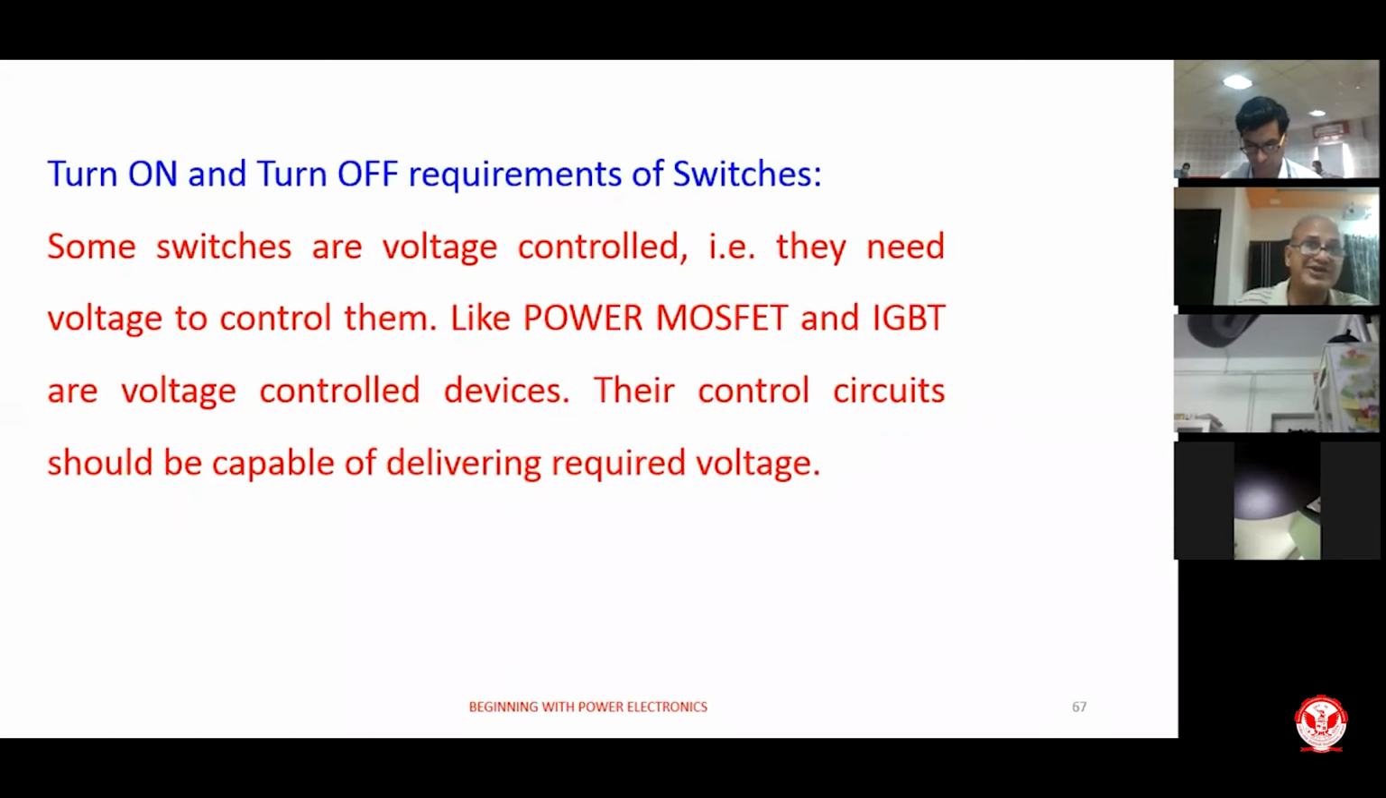Some switches are voltage controlled. Basically, they are potential driven. They have made the life of a power electronic engineer very comfortable. That is, they need only voltage to control them. Very small value of current is required. So the stress on the part of designing the control circuit or driver has been reduced a lot. The switches based on voltage control are power MOSFET and insulated gate bipolar transistor. Some other sophisticated high power devices are also there, but these are commonly used devices.